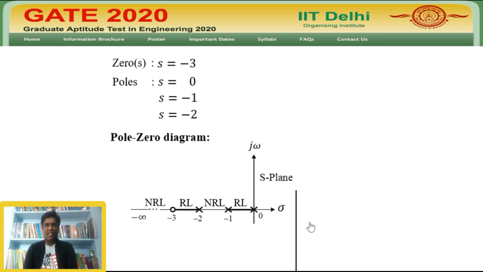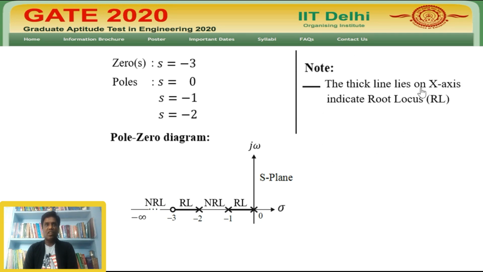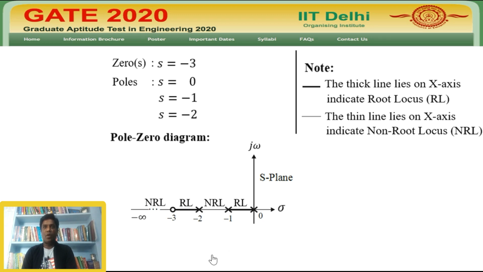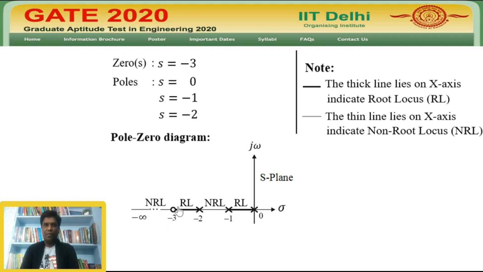Additionally, for our understanding, in the root locus diagram, the thick line on the x-axis indicates the root locus segment and the thin line on the x-axis indicates the non-root locus segment. According to the root locus concept, we can identify the break-in point and breakaway point over the root locus diagram. First, a break-in point is possible if there are two zeros lying on a single segment of the available root locus path of the root locus diagram. Otherwise, there is no break-in point. According to the question, a zero and a pole are lying on the same segment of the available root locus path of the root locus diagram, at minus 3 and minus 2 respectively.